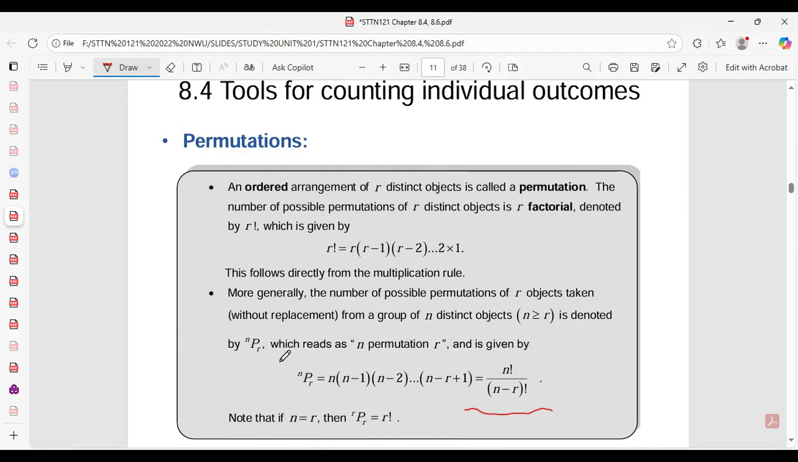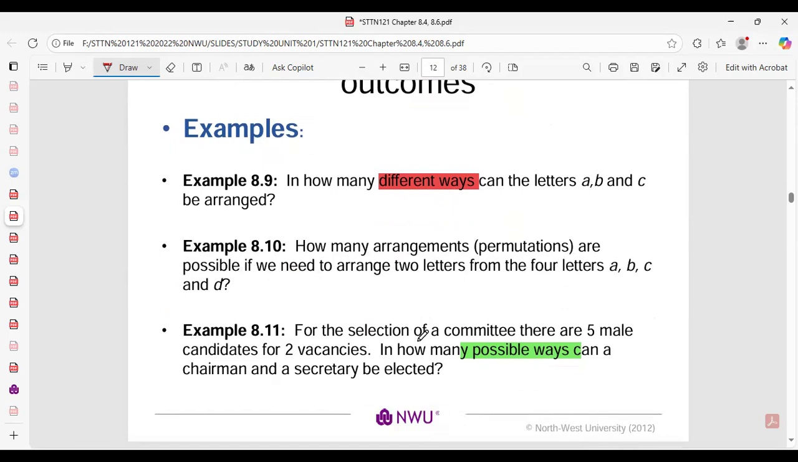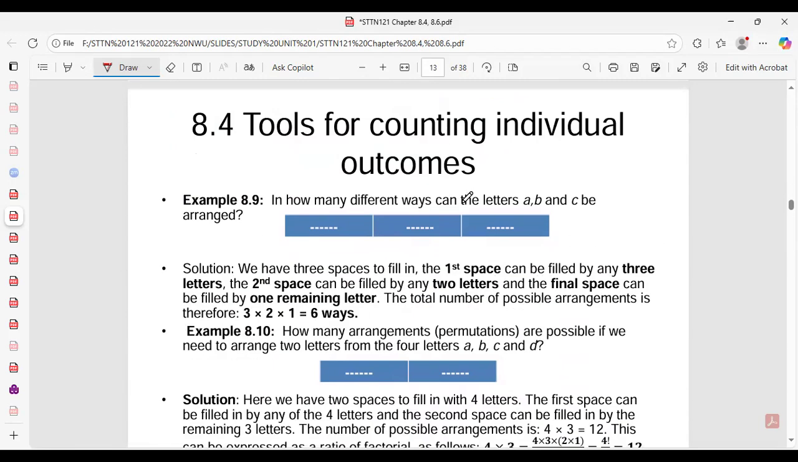This one is n permutation r. We'll look at the question so that you can see. They say, in how many different ways can the letters A, B, C be arranged? These are the kind of questions that they will give you in the test or in the exam.